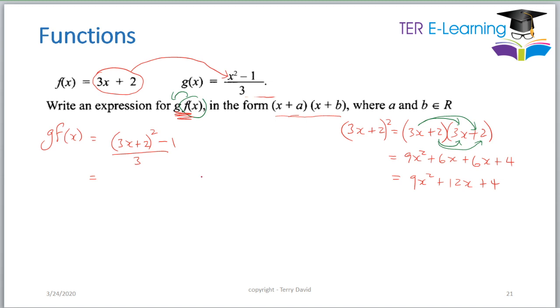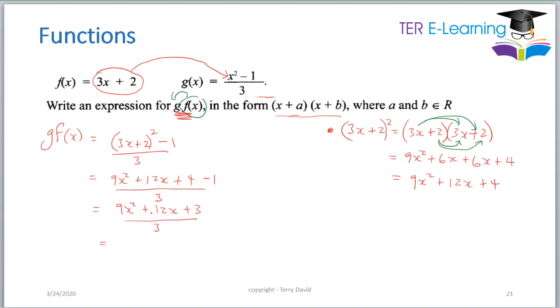Is that correct? Yeah, 9x squared plus 12x plus 4. So what I've done here, all I've done is expanded the bracket. So on top, I'm going to have 9x squared plus 12x plus 4 minus 1 all over 3, which will give me 9x squared plus 12x plus 3 all over 3, right?